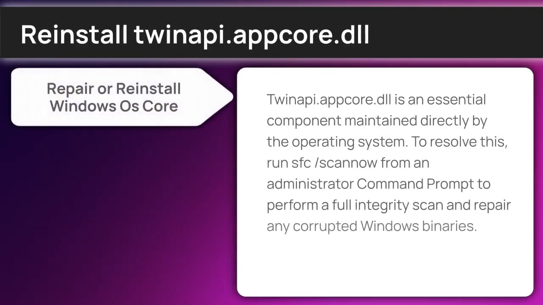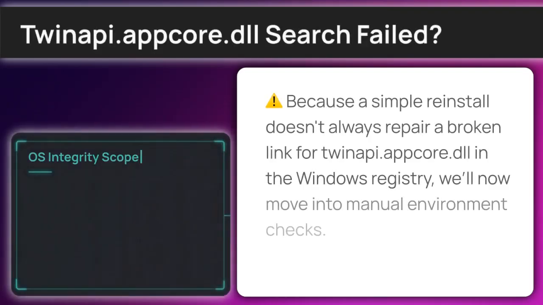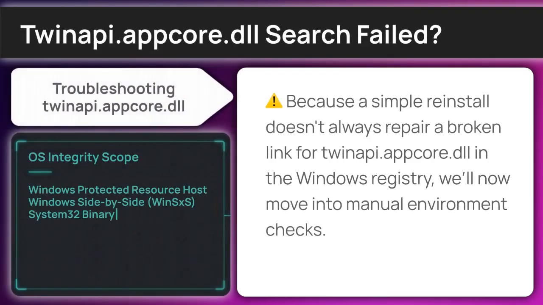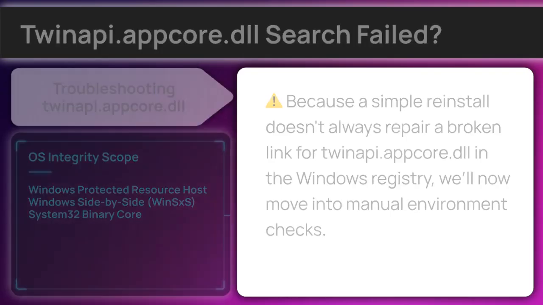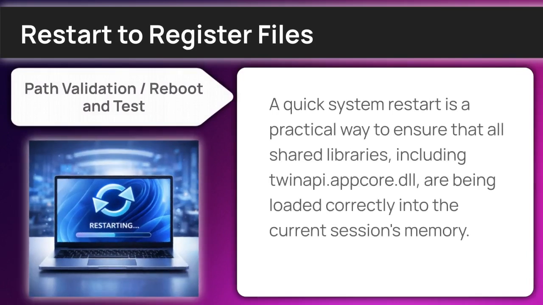Twinapi.appcore is an essential component maintained directly by the operating system. To resolve this, run sfc /scannow from an administrator command prompt to perform a full integrity scan and repair any corrupted Windows binaries. Persistence of this error after a clean reinstall suggests that the issue may reside within the current user session's initialization. A full system restart ensures that no background processes are currently locking the Twinapi.appcore file. A fresh boot allows Windows to reinitialize its library map from a clean state.